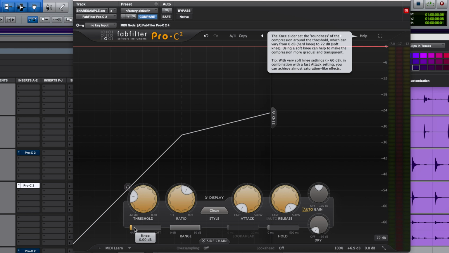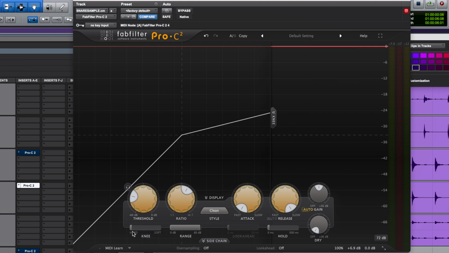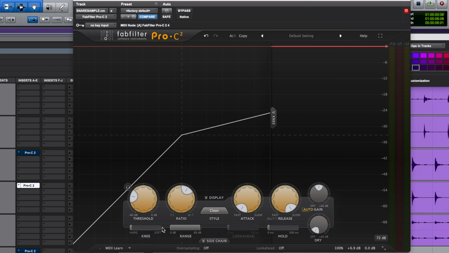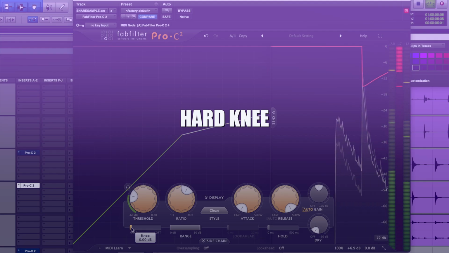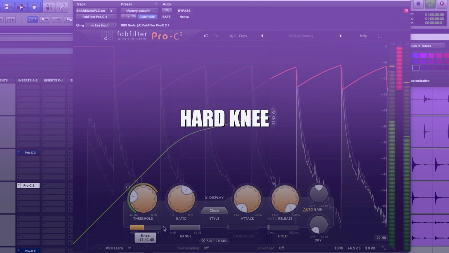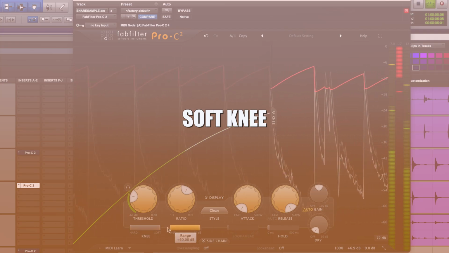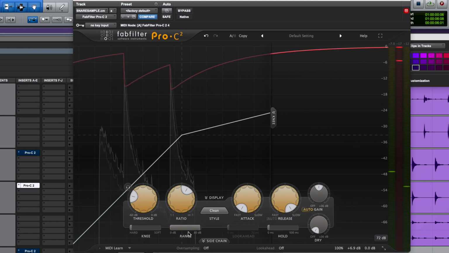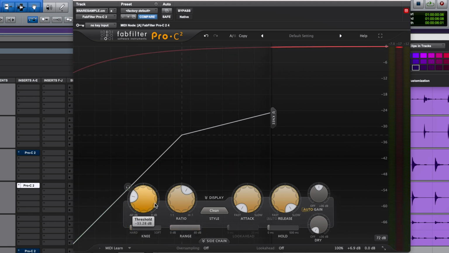Which, mind you, we have a fast attack on it right now, so we're already shaving down. But I want you to listen when we're on the hard knee, okay? You're going to notice it a little bit more. It's just going to feel a little bit more present. When we go to the soft knee, it's going to feel a little smoother. There's a little more snap, and that's what makes hard knees sometimes very good for rhythmic instruments.